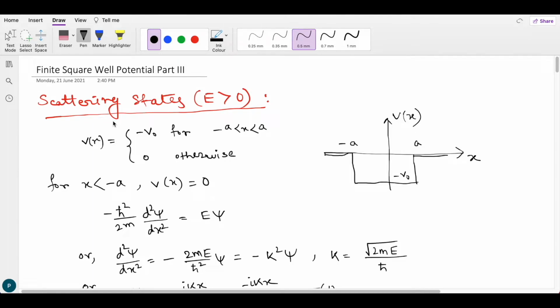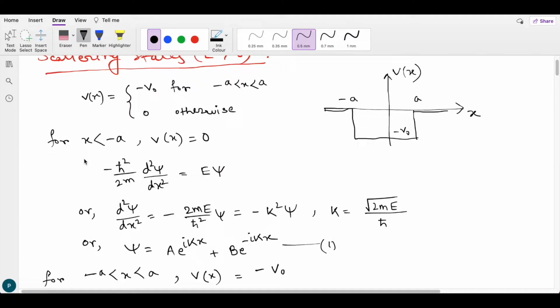Today we will be discussing the last part of the finite square well potential, which is scattering states. We know that the energy has to be greater than the potential at either plus or minus infinity to represent a scattering state. Here the potential is minus V naught for a small region minus a to a, and 0 everywhere else. So to represent a scattering state, the energy has to be greater than 0. For the region to the left of the point minus a, the potential is 0.